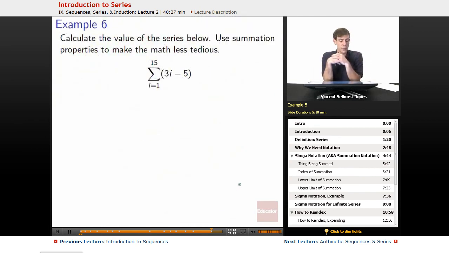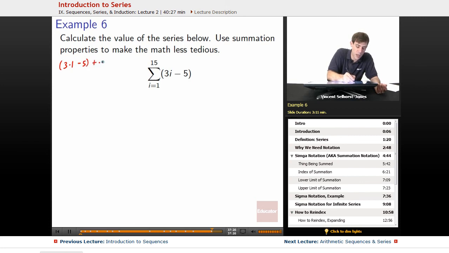All right, final example: calculate the value of the series below. Use summation properties to make the math less tedious. So we could just do this by hand, right? We could go, all right, we've got 3 times 1 minus 5 plus blah, blah, blah, plus all the way up to 3 times 15 minus 5. Then we could calculate what is 3 times 1 minus 5, then 3 times 2 minus 5, then 3 times 3 minus 5.